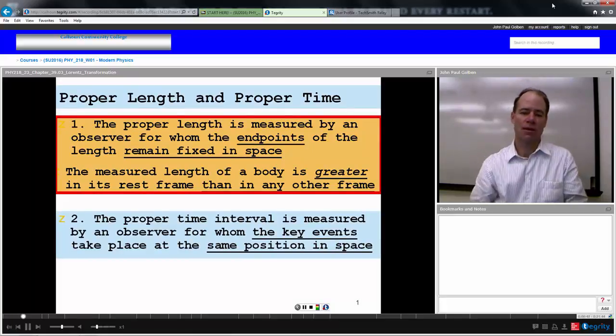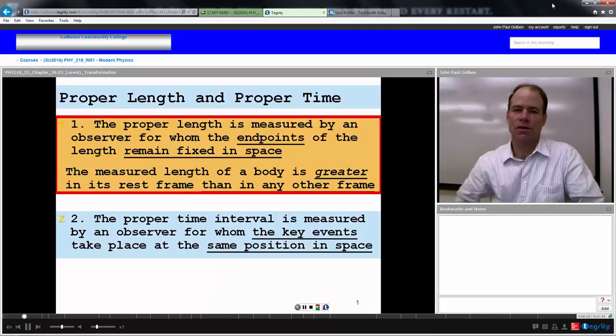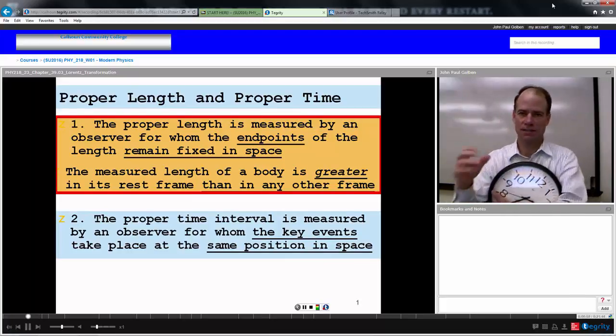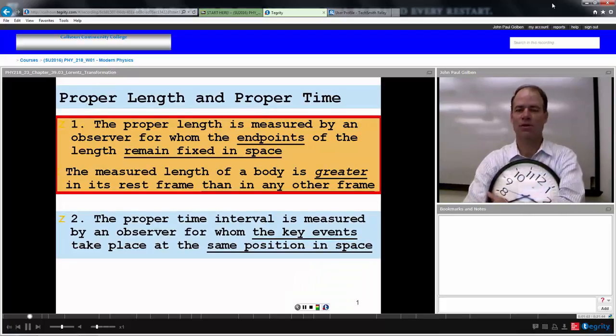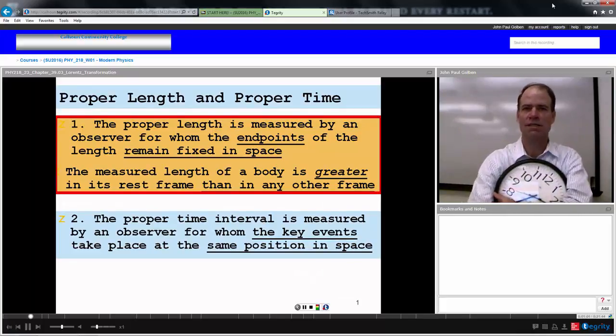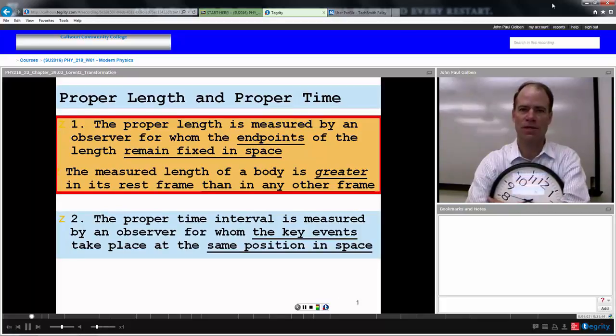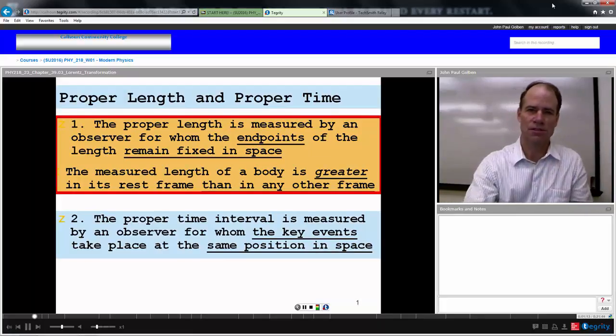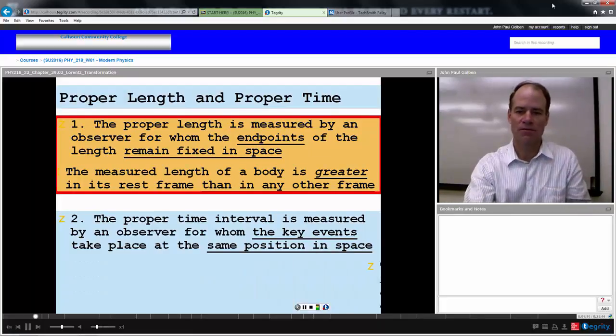The proper time interval is measured by an observer for whom the key events take place at the same position in space. So if you've got a clock and the events that are key in this scenario take place in your reference frame where your clock is, then you have the proper time. And anybody else measuring those events, moving relative to you, is going to measure a longer time for those events.